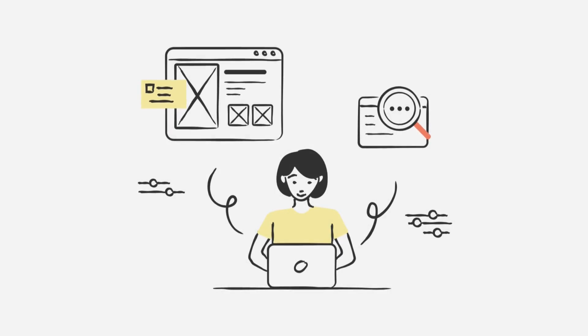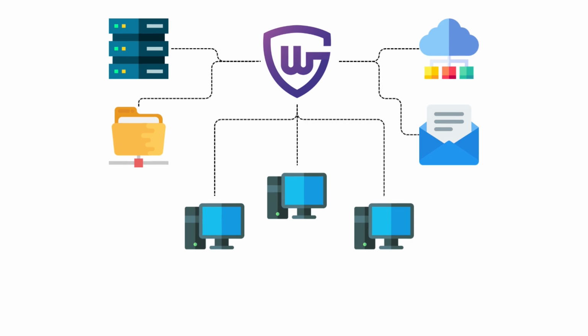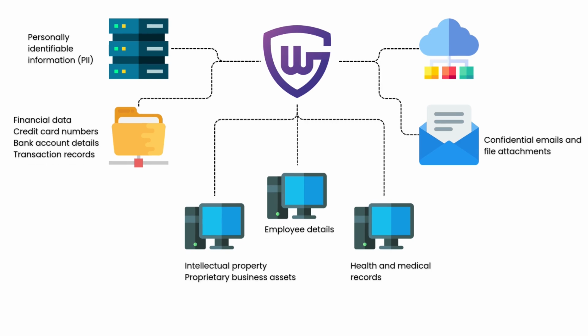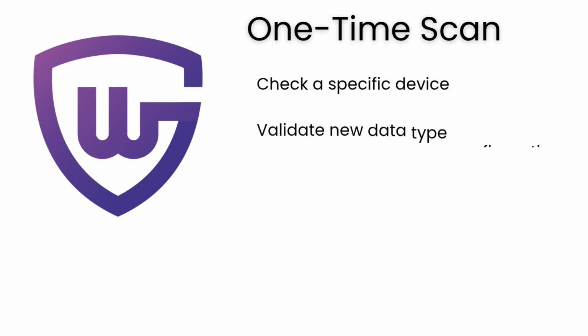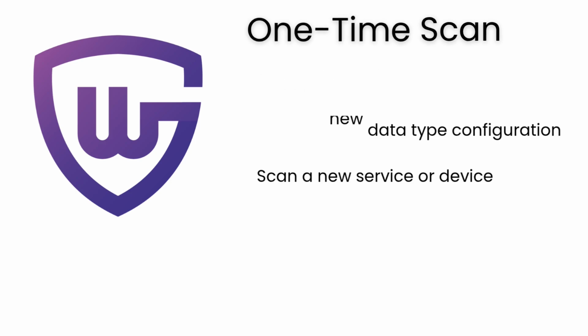After performing a target discovery in Discover, the next step is to run a scan. The scan feature helps you identify and monitor sensitive data across the devices and services found in your environment. A one-time scan is for focused, targeted work, checking a specific device, validating a new data type configuration before you roll it out, or scanning a newly discovered service for the first time. The goal is simple: scan a defined target, review the results, and finish the task.